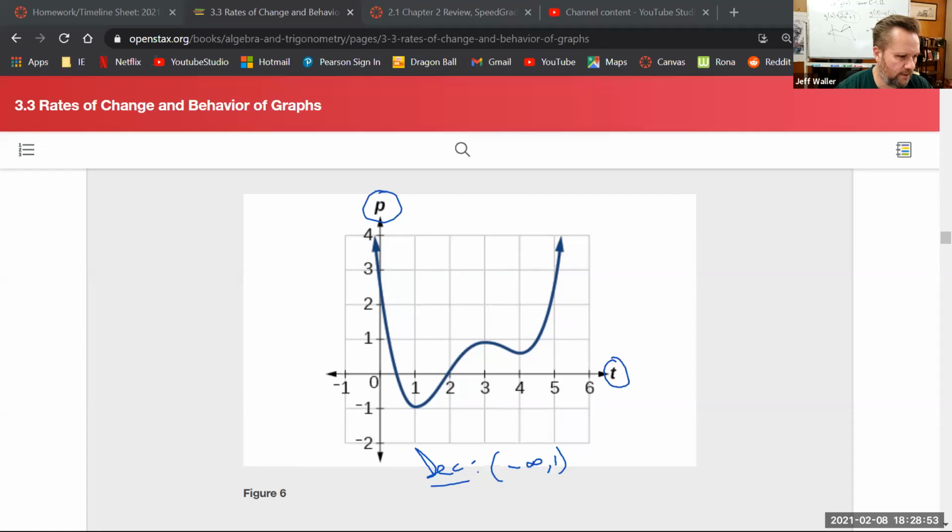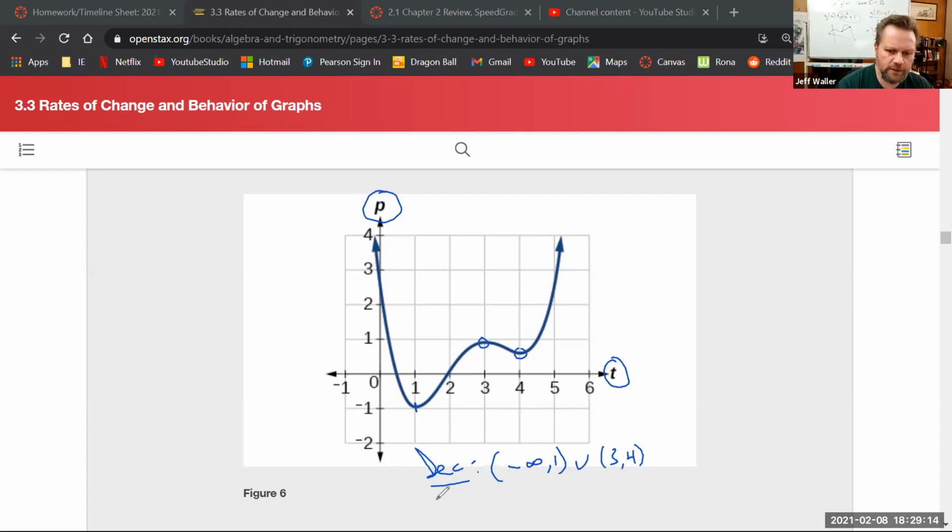Let me see. All right, go ahead, buddy. Let's see. Okay. Where else is it decreasing? Is it decreasing somewhere else? 3 to 4. 3 to 4. I love it. Because that's another turning point, and that's another turning point, right?